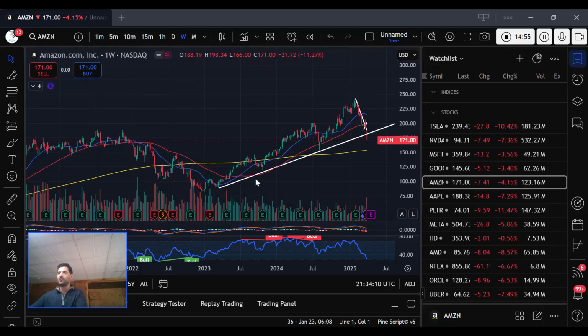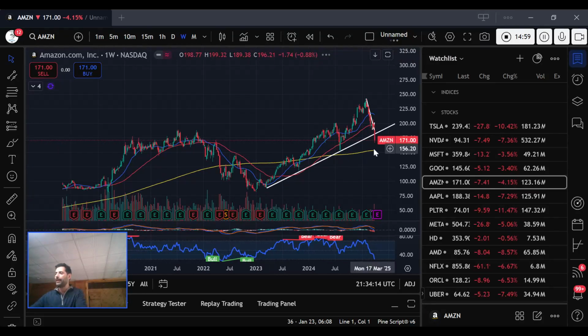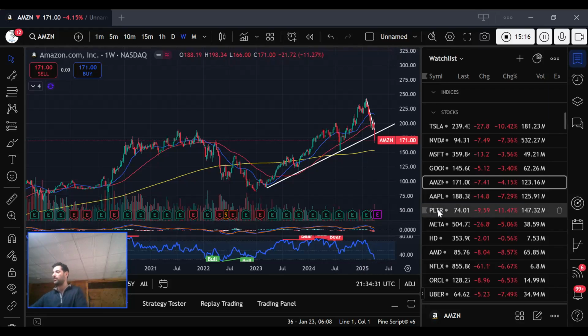Amazon's into a lot of support. Okay, you see all of this. There's a lot of support right here, but if there's a continuation of selling tomorrow morning, which would be Monday, we could see Amazon possibly get down to 160, 162 where it was Friday morning, and maybe even lower. We'll see. But there's definitely a lot of support here in technology.